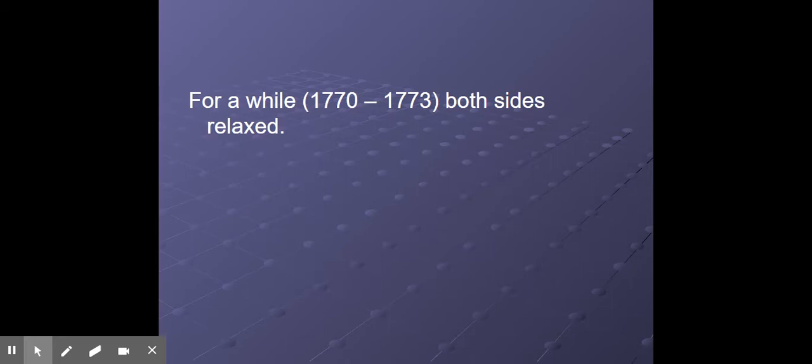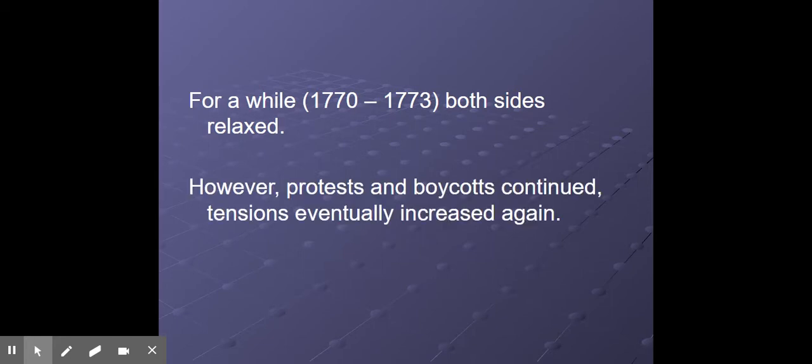Now, that doesn't mean everything's all peaceful and everybody's getting along, because the boycotts and the protests are going to continue. Okay, and Britain is still going to be in financial crisis. So while there isn't any more bloodshed between 1770 and 1773, the tensions are going to be there, and the tensions will eventually increase again.